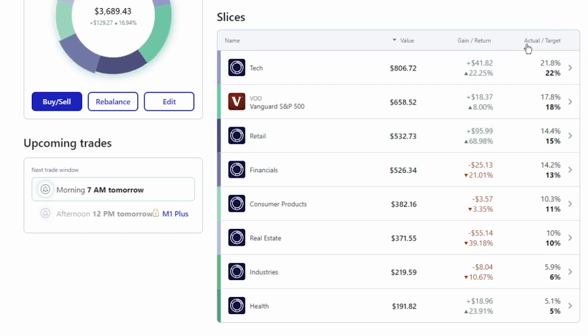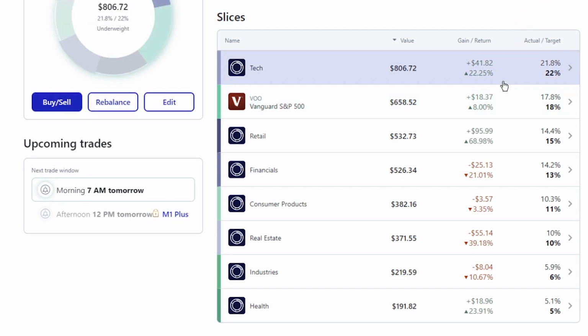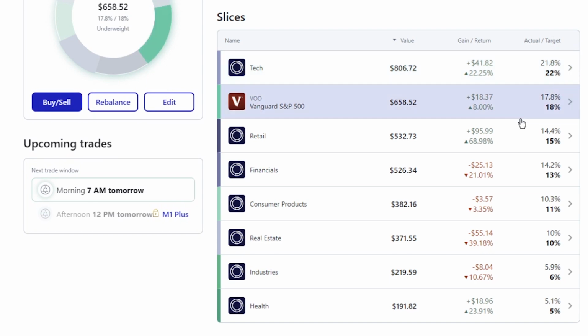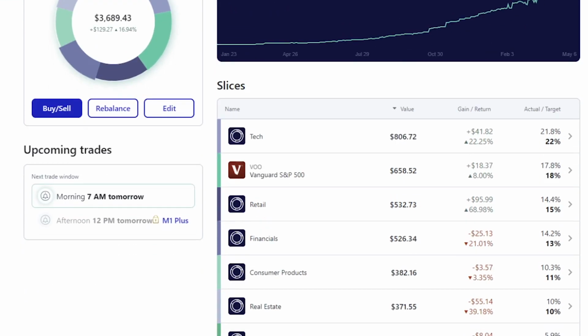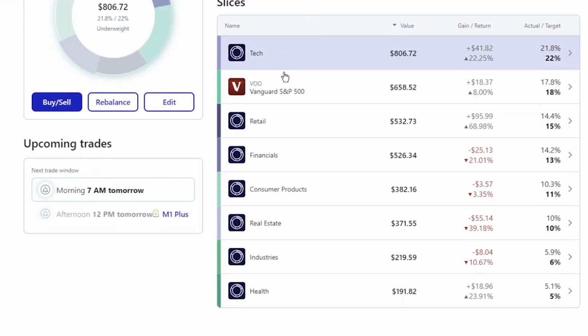So when you look on M1 Finance, you're going to see an actual and a target. And those are percentages of what you would like this personal pie or funds or stocks to actually be invested in. And for me personally on M1 Finance, I've built what they call slices of pies so that way I can have all of my stocks grouped up together based on how I would like them.